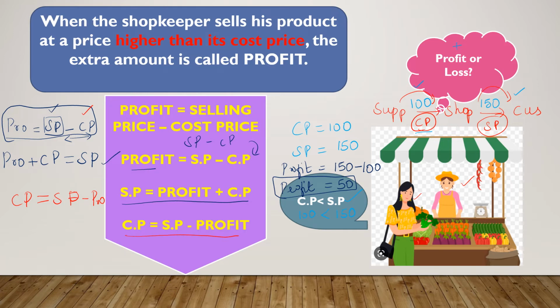You only have to focus on the first formula. Profit equals selling price minus cost price. This is the major formula. You have to focus on what is given in the question and what we have to find. According to that, you can use this one and this one. I think now profit is very clear for you. It is an extra amount for the shopkeeper. Shall we move on to the next one?